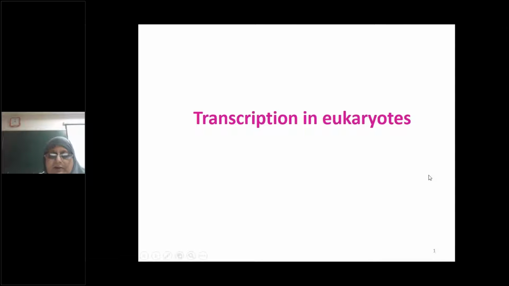Good morning. So yesterday we had finished with transcription in the prokaryotes, and we have seen that for transcription to occur in the prokaryotes, what we require was a coding strand, a template strand, and the RNA polymerase enzyme, which consists of a core enzyme and a sigma factor. That is very much essential to recognize the promoter sequences.